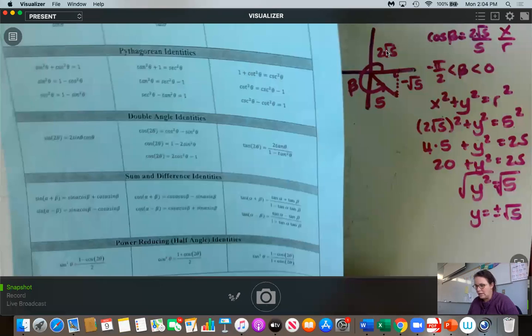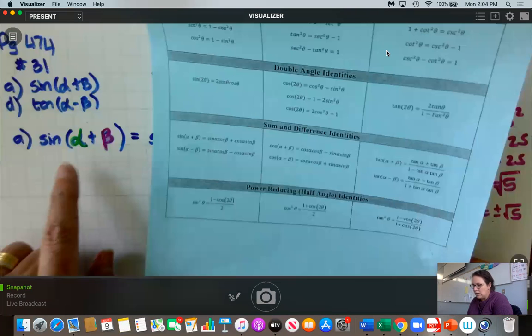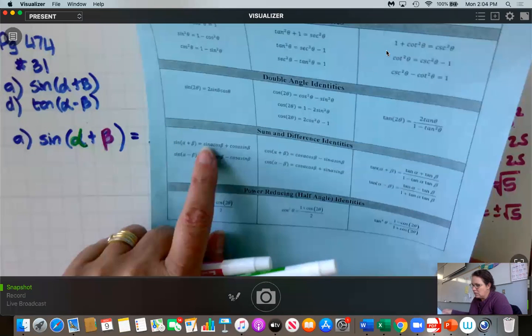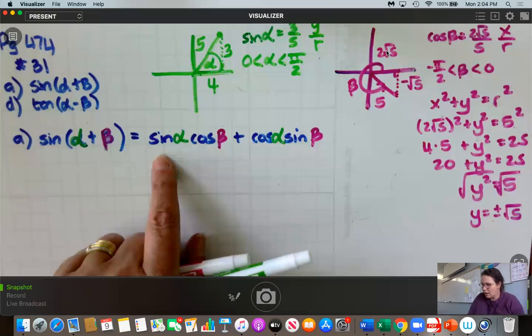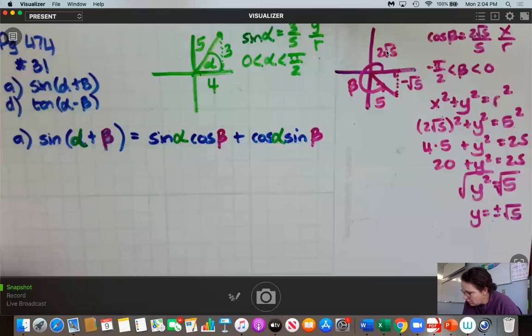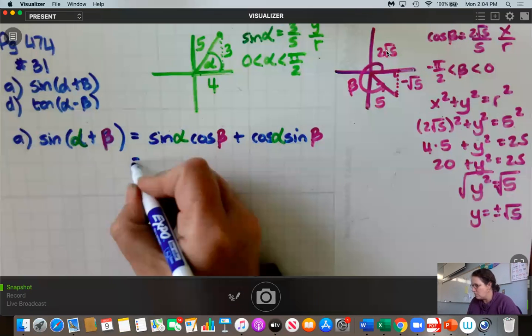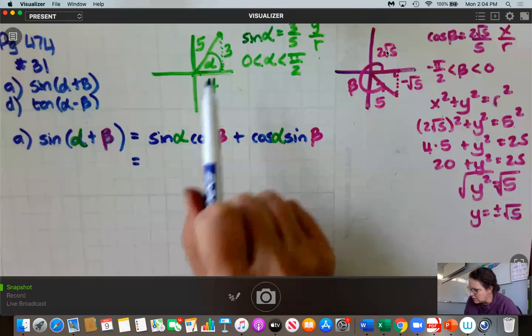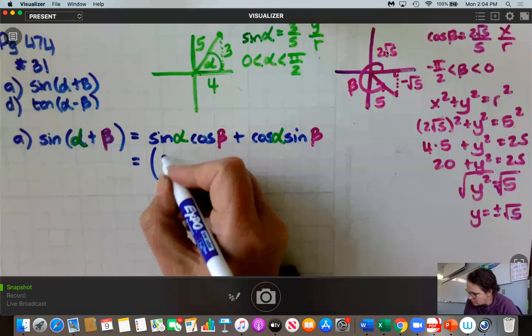I'm going to look at sine of alpha plus beta, which is right here. And I'm just going to rewrite the right-hand side of it, which looks like this. And then I'm going to go and find those values from my triangles. So sine of alpha is right here. They told us that initially it was 3/5.